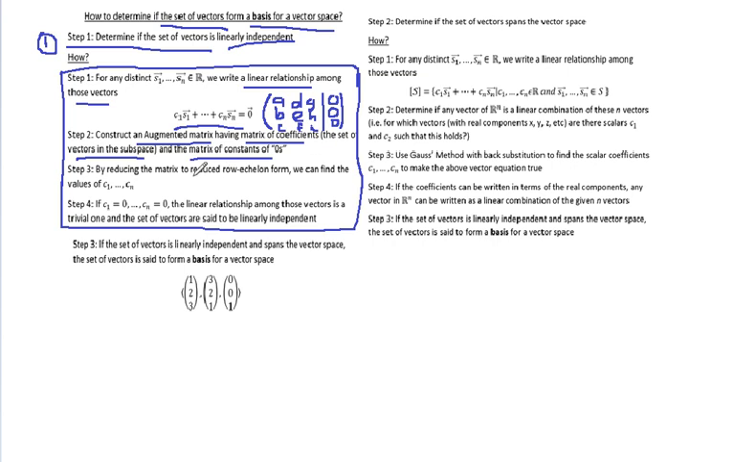And now we reduce it to row echelon form. Then we can find the values of the scalar constants C1 up to Cn. And if we find these to be equal to 0, you can say that there's a trivial relationship and the vectors are linearly independent. And now for step 2.